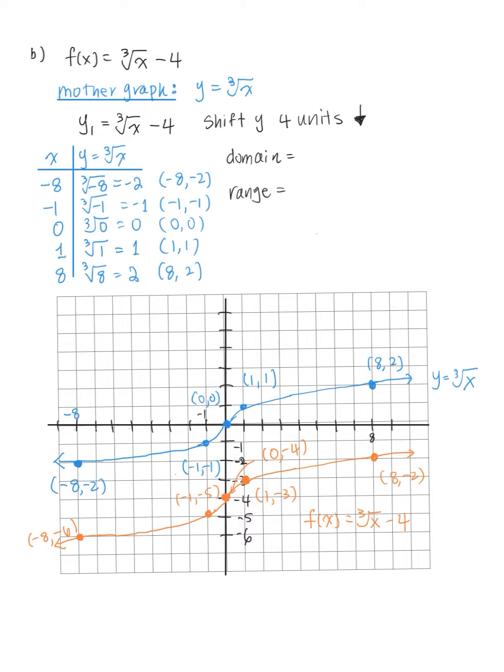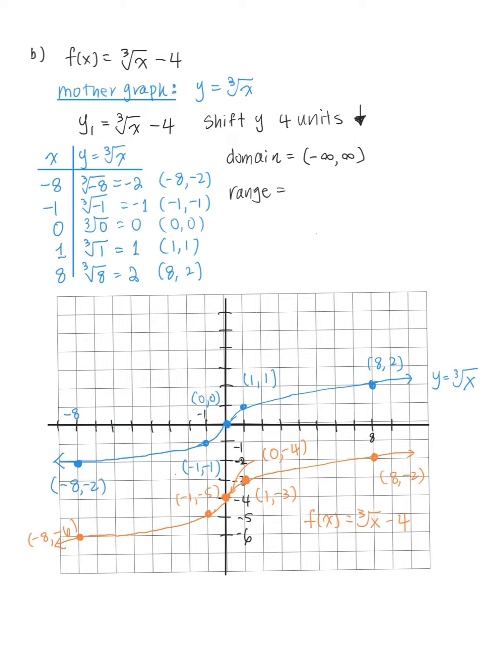All right, now let's talk about the domain and range. Again, we're looking at the orange graph, the final graph, to find the domain and range. So where are all the x values? Well, I say it's from negative infinity all the way up to positive infinity, isn't it? So here, our domain is going to be the set of all real numbers, which is negative infinity to infinity.